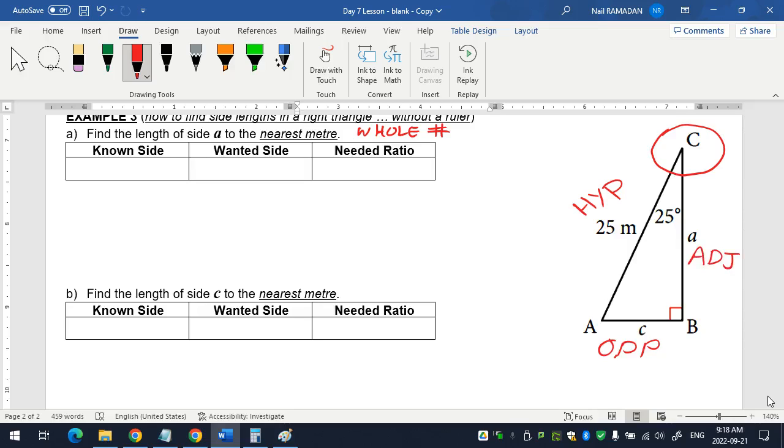Everyone, look at that table right there. Which side do you know? Which side of the three do you know? Do you have a number for it? How many people say that we only know, so far, we only know the hype side? Great. Put hype.